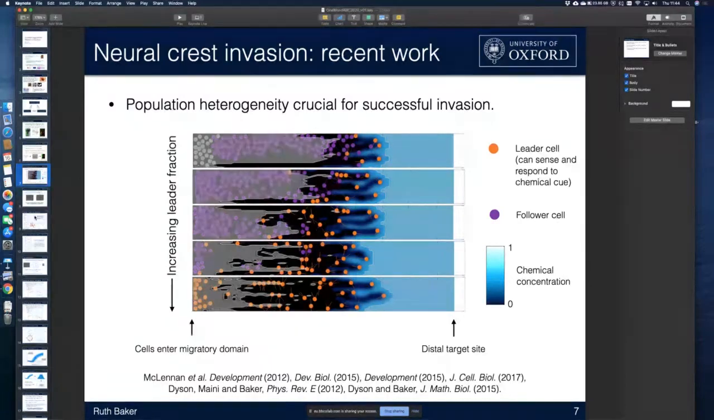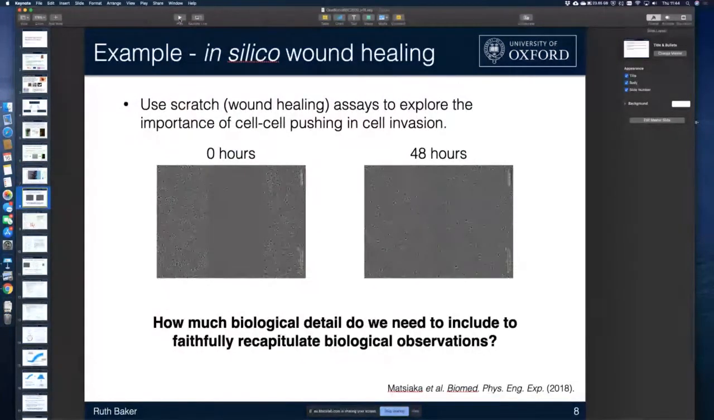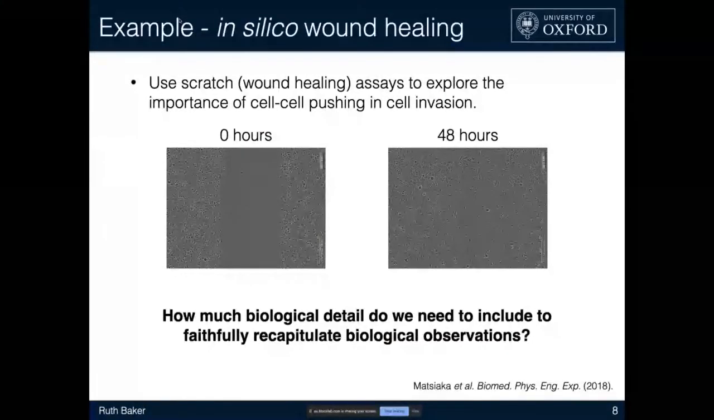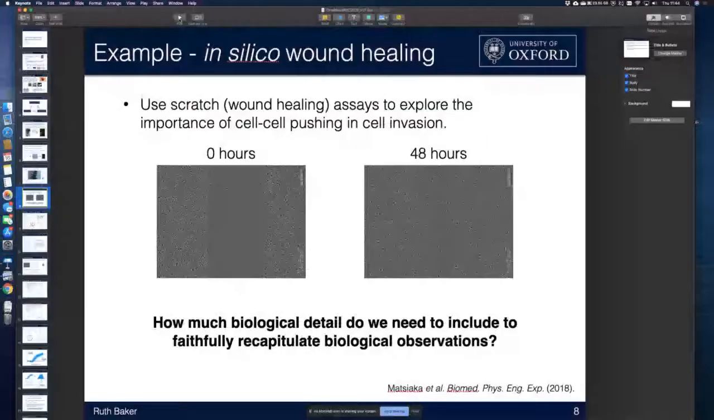Moving on, a second project that we looked at, and this was in collaboration with Matt Simpson's group at Queensland University of Technology, was to look at the role of cell-cell pushing in cell invasion. So in this context, we were working in silico, looking at scratch assay dynamics. Within a scratch assay, you grow cells to confluence within a dish, and then you mechanically scrape away a portion of the cells, leaving an empty region, and then the cells proliferate and migrate into this space in order to repair the wound.